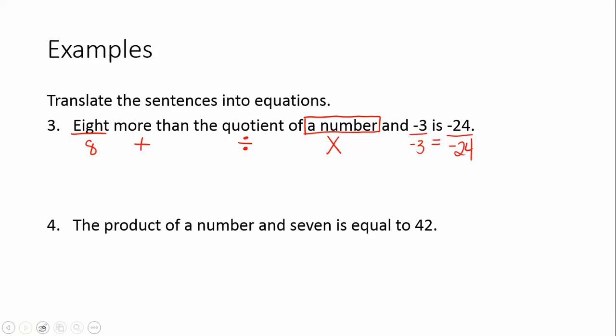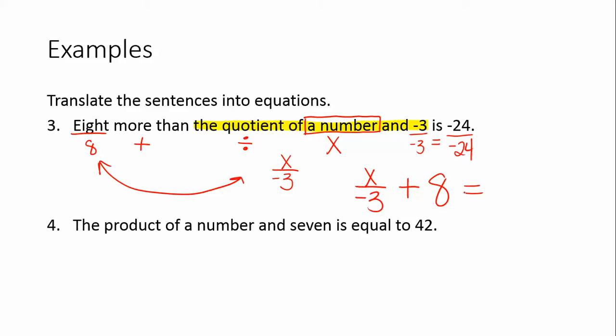If we highlight, I'll use my highlighter so we can see this a little better: the quotient of a number and negative 3. When you think about how you would write that, quotient is division, so it would be x over negative 3. So 8 plus x over negative 3. Remember, it's more than, so we have to flip the order of those two. So instead of 8 plus x over negative 3, we're going to say x divided by negative 3 plus 8 equals negative 24.